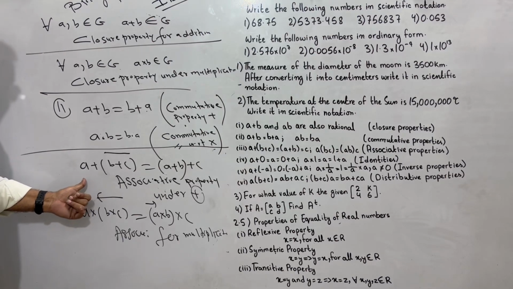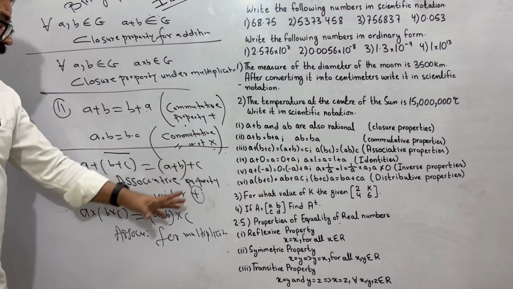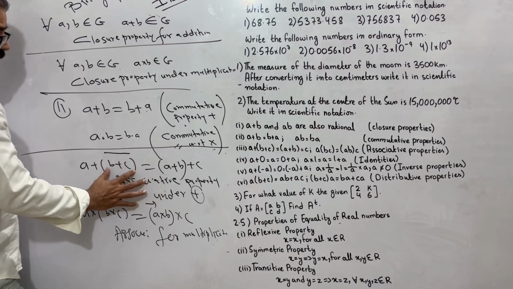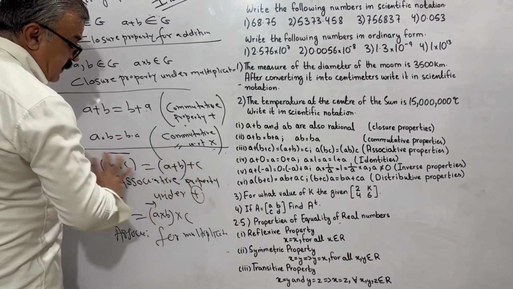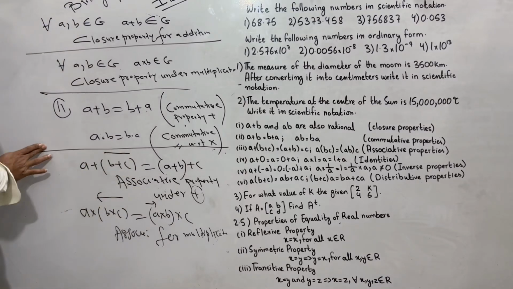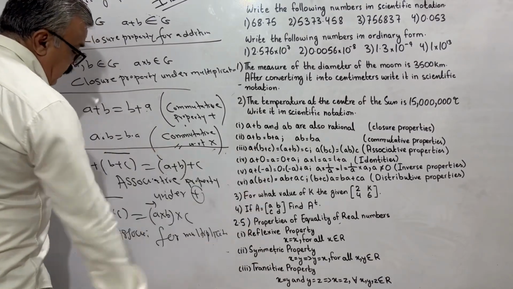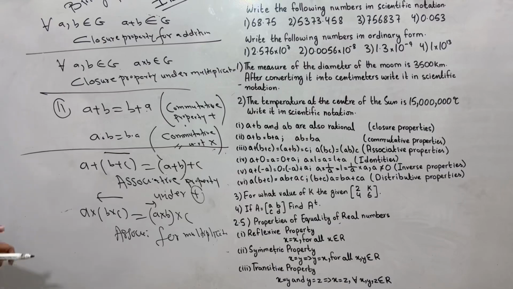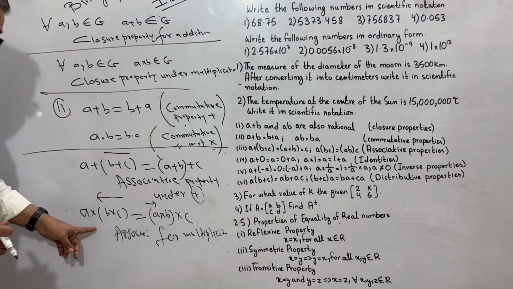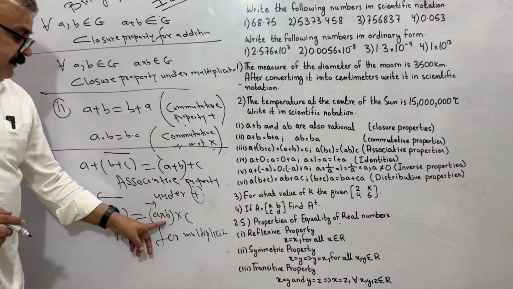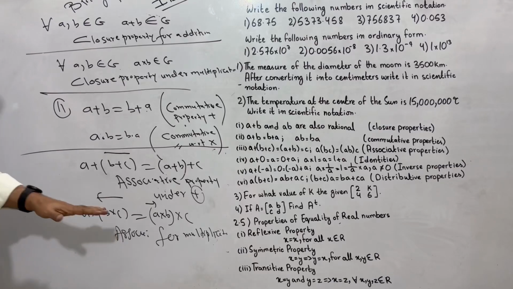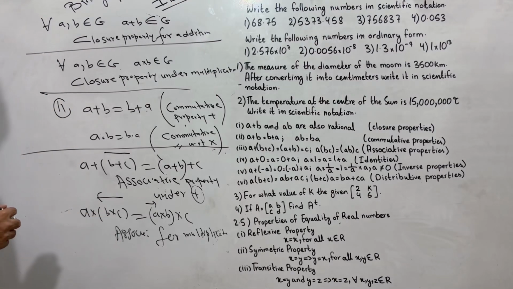Here, associative law. A plus B plus C, A plus B plus C. Where lies the difference? The bracket. First add B and C, then with A; or first add A and B, then with C. There lies the difference. It is known as the associative property for addition, and this is the associative property for multiplication. First multiply B with C, then with A, or first multiply A with B, then with C. Both the results are equal.